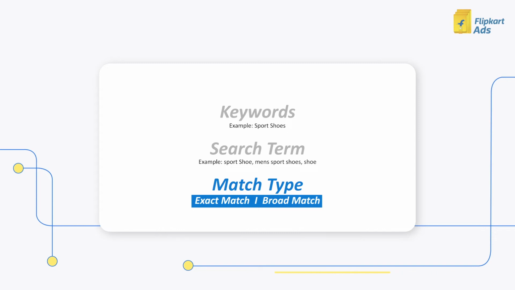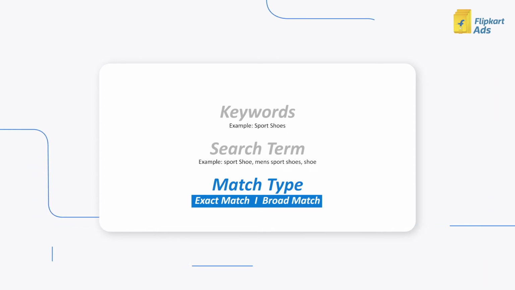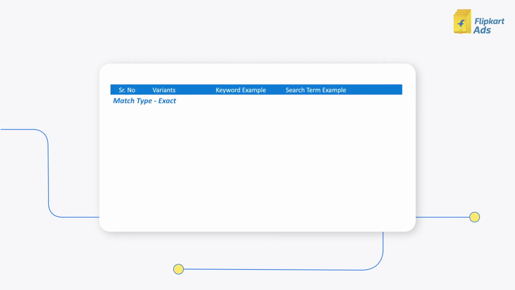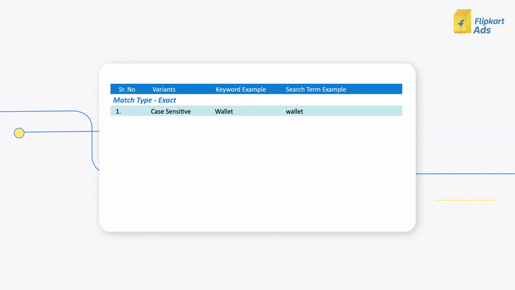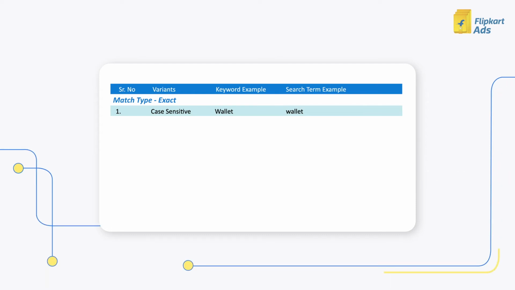A targeted keyword and its match type translate into a set of search terms on which the ad is eligible to be shown. So when a keyword is targeted as an exact match, it can appear on search terms which are the same as the keyword and close variants. There are four variants on how the search terms reflect with respect to the keywords. Variant 1, case sensitive. Here, if the targeted keyword is Wallet with a capital W, search term would also include wallet with a small case w.